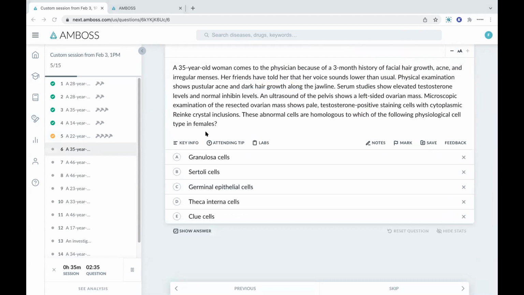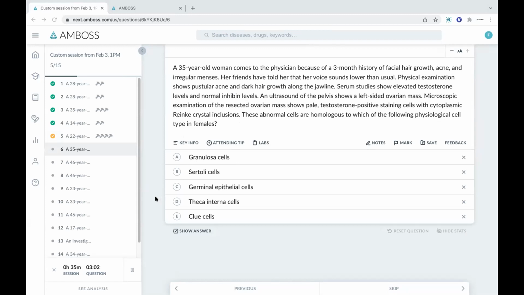The next one. These abnormal cells are homologous to which of the following cells in females? Okay. 3-month history of facial hair growth. Serum shows elevated testosterone level. Left-sided mass. Resected mass shows pale testosterone positive staining cells with cytoplasmic Reinke crystal inclusions. So if you have cells that are producing Reinke crystals, are they Leydig cells? Yes or no? The answer is yes.